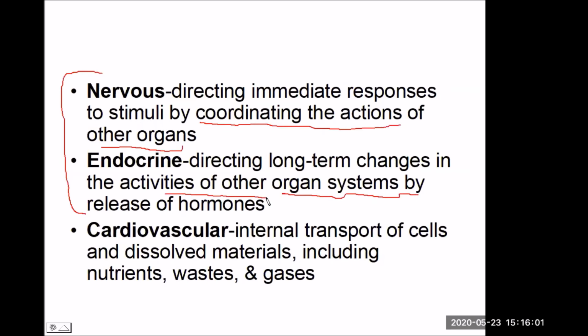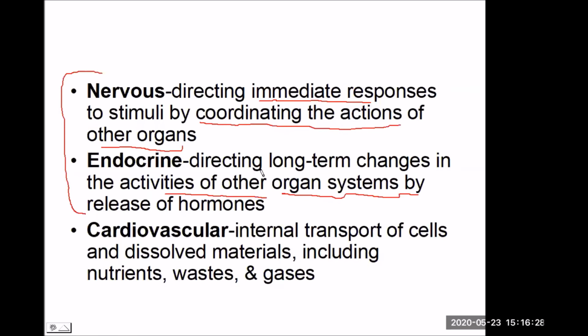So the comparison between the two, the nervous system, of course, the brain, the spinal cord, all the nerves, the nervous system has a very fast and immediate response to stimulation. So within milliseconds, our nervous system can respond and then dictate some response by controlling other organs of your body, other organ systems. So it's fast and immediate.